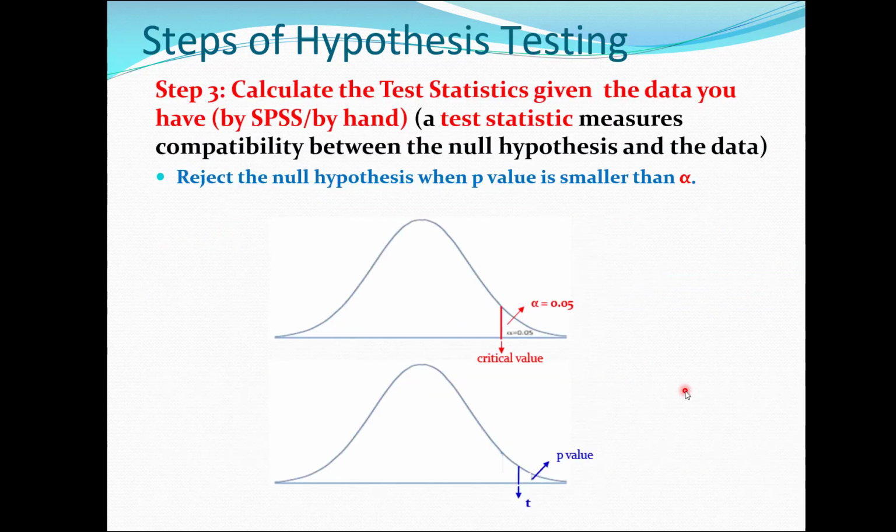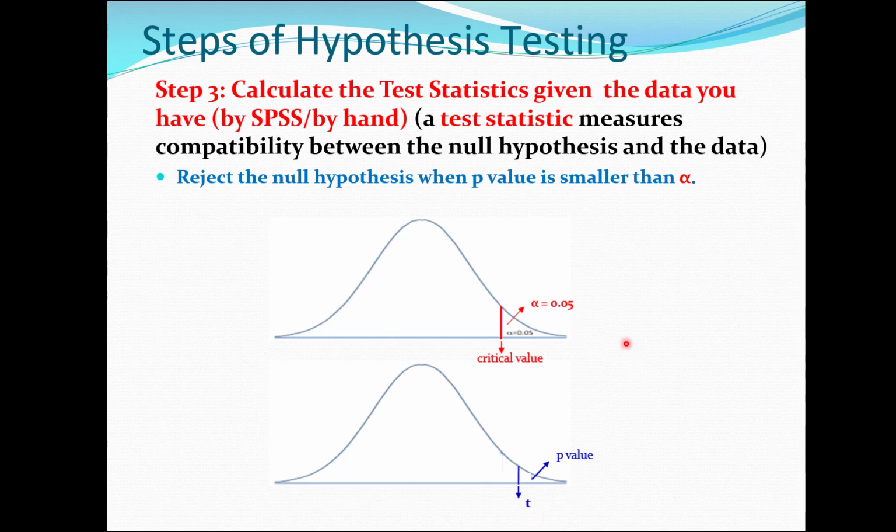I have two graphs on this slide. If you look at this area here, this is my alpha. And now my alpha is set at 0.05. And my alpha area here has a corresponding critical value, which is here. If you look at my second graph, this area here is my p-value. And this p-value area has a corresponding t-score or t-test statistic.